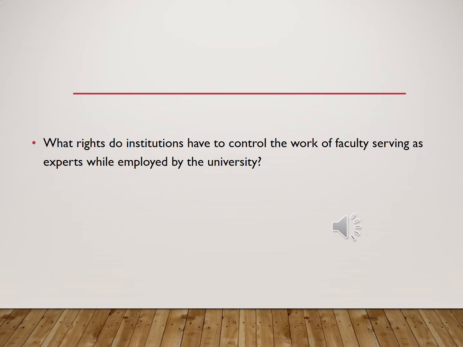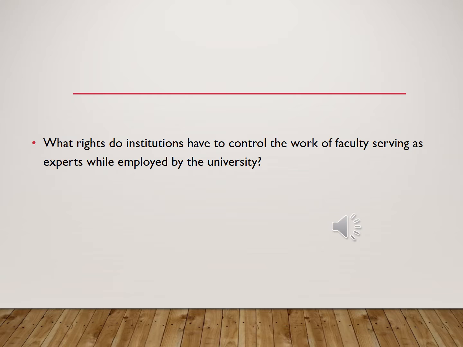And because the conflict of interest of personal interest, institutional interest, and whether or not it's common good must be explained in specifics, we beg the question: what rights do institutions have to control the work of faculty serving as experts while being employed by the university? Well, if through function of the university a level of expertise and tenure was attained without functioning as an expert in a field outside of a university, and then that tenure was brought to a place, this criteria must be recognized.